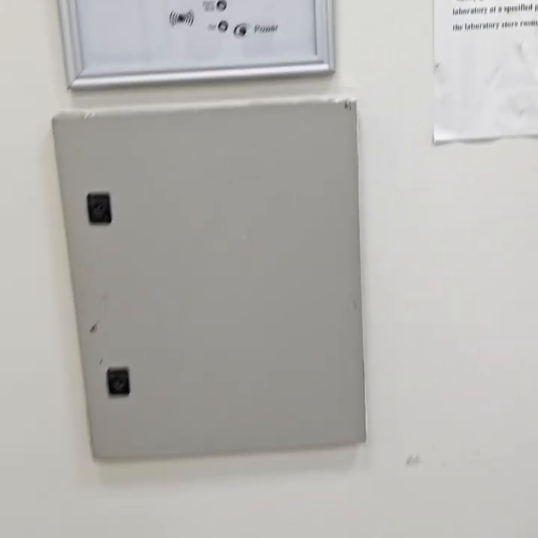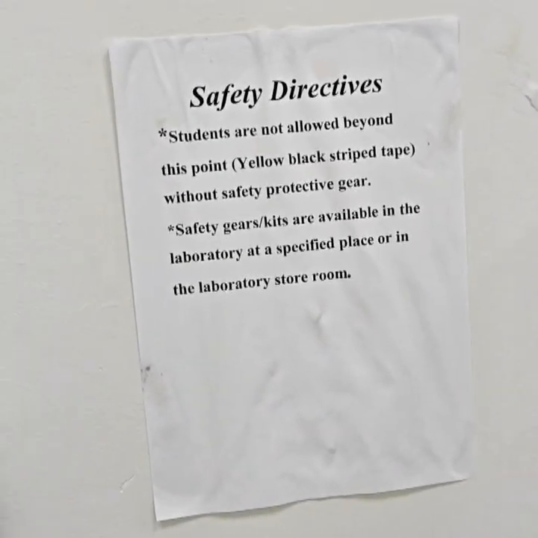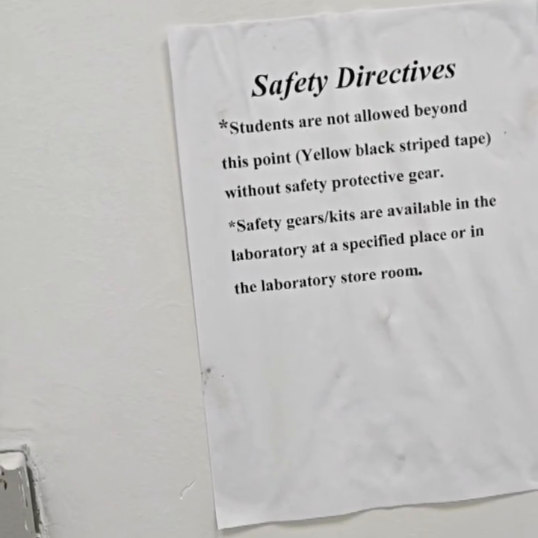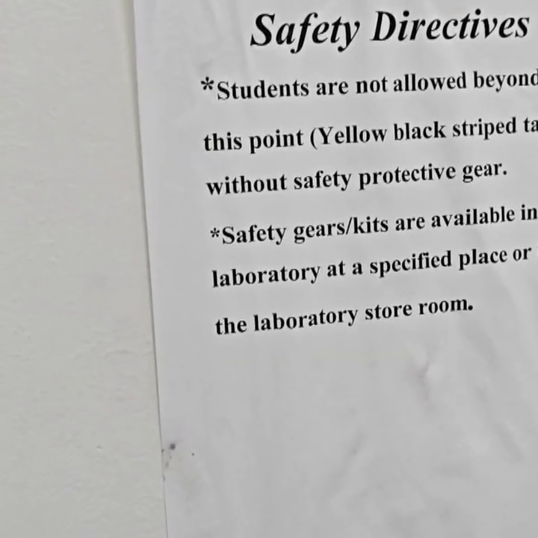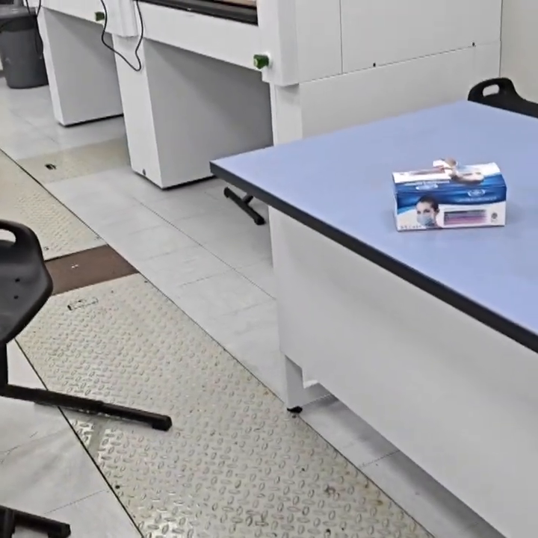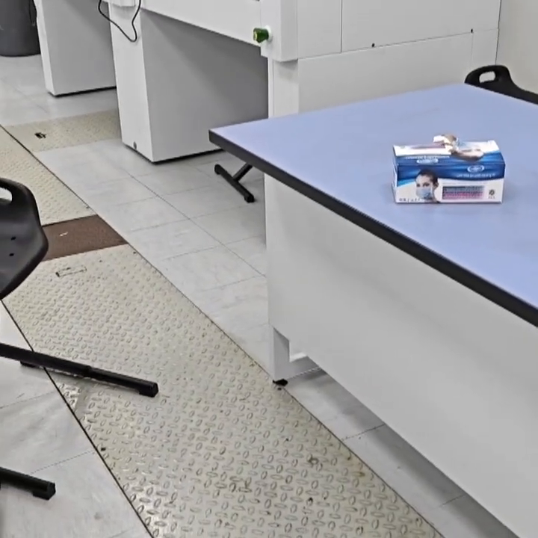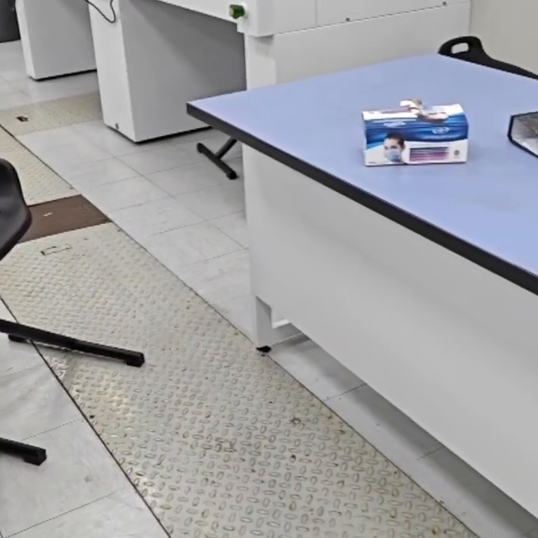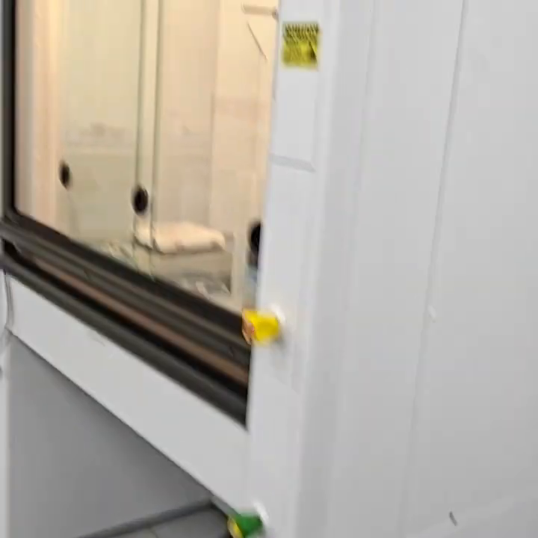For example, when you are entering the laboratory, you can see there is a notice that students are not allowed beyond this point without safety protective gear. We must wear all kinds of safety gear or PPEs. That is the general safety protocol: the lab coat, the gloves, the goggles. And for working with chemicals we must use the fume hood.